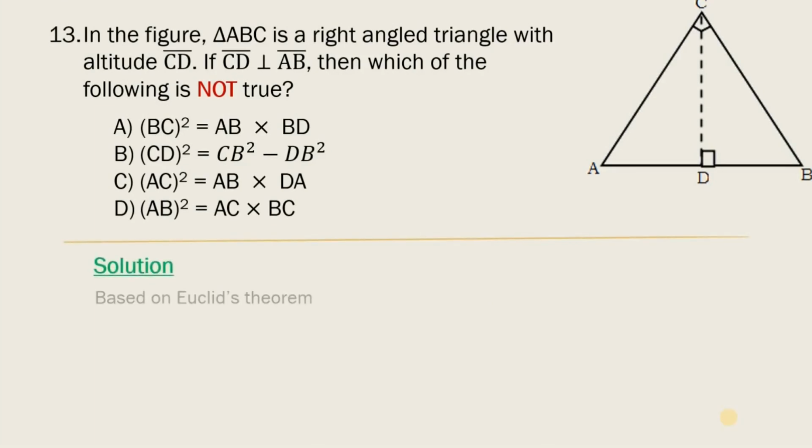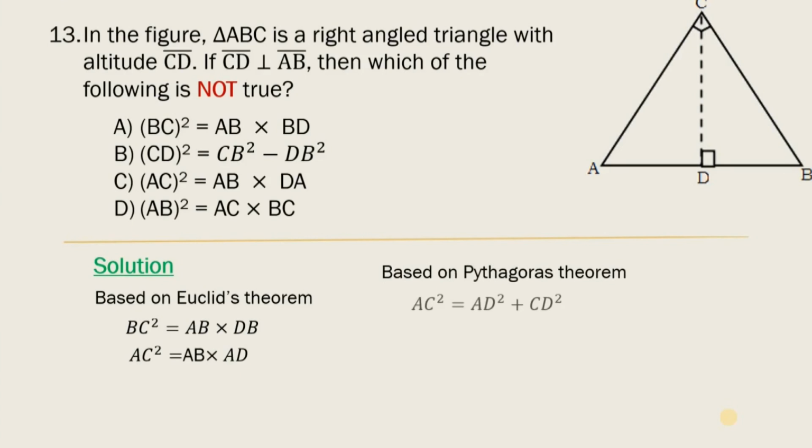Here's the solution. Based on Euclid's theorem, BC squared equals AB times DB, and AC squared equals AB times AD. So this means that A is true, and also C is true. Based on Pythagoras' theorem, AC squared equals AD squared plus CD squared, and BC squared equals DB squared plus CD squared, which means that CD squared equals CB squared minus DB squared. So B is true. So the only one which is not true is D.